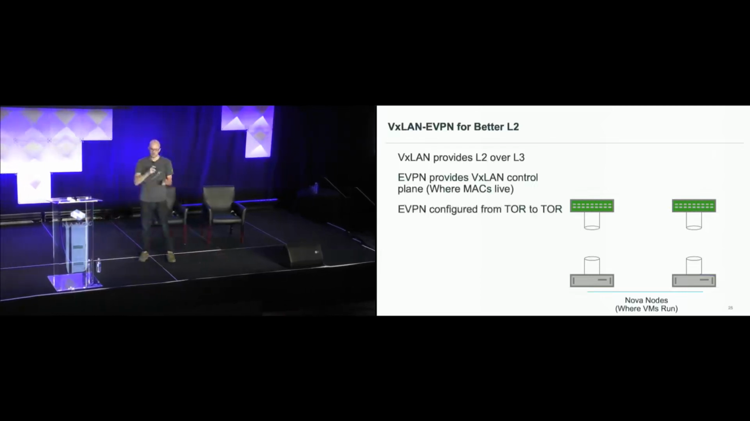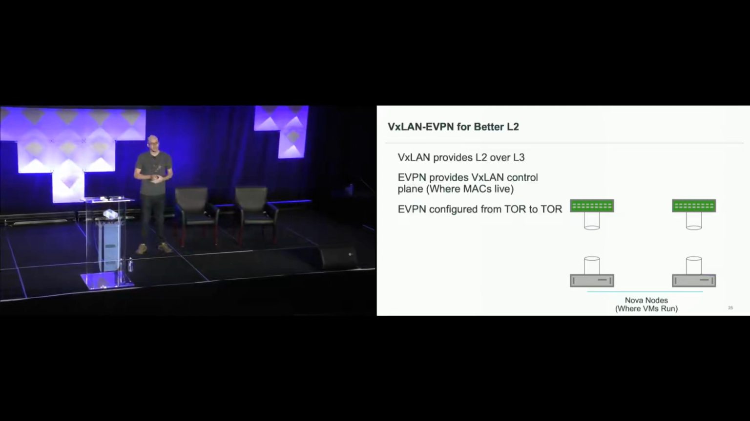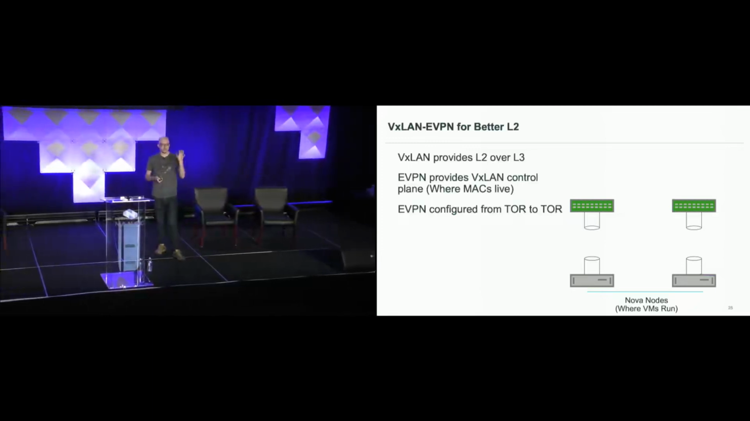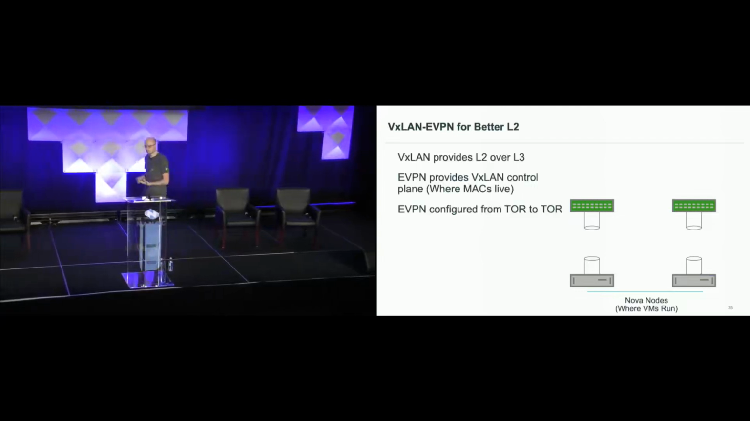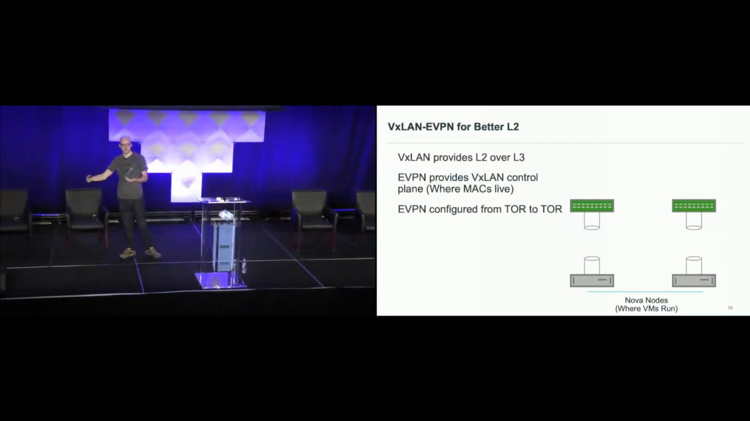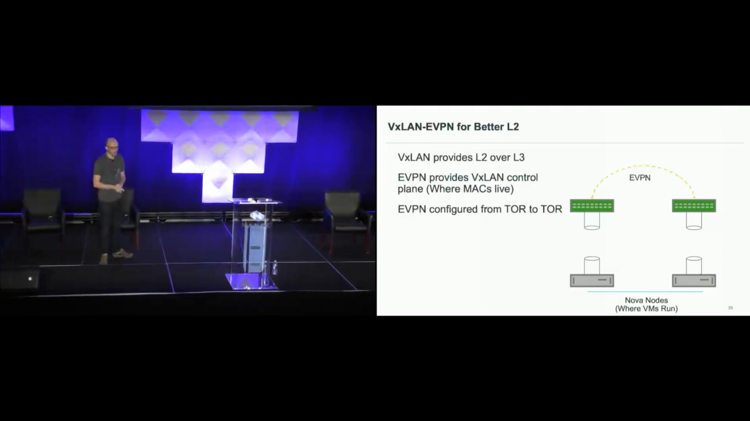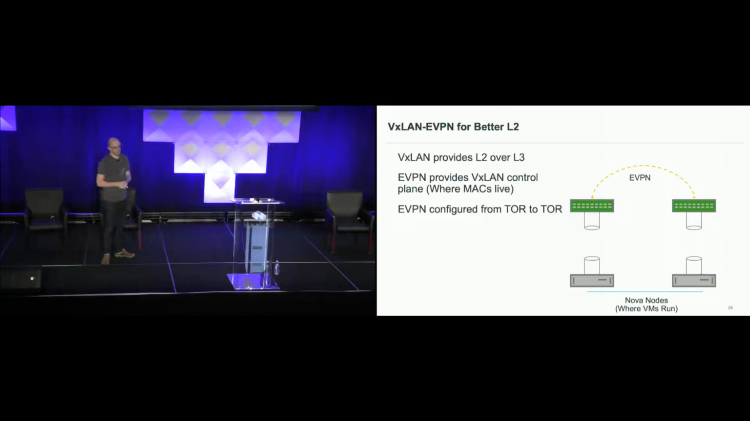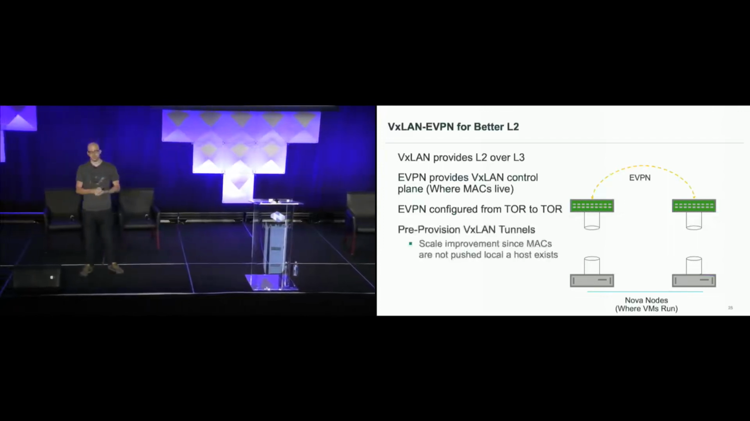EVPN is configured from ToR to ToR, from leaf to leaf, from top of rack to top of rack. Generally, there's a lot of design options here, and that's not what we're here to talk about today, but generally you're not going to run EVPN on your spines or in your core. It's only on the top of rack switches, only at the edge. Again, just like MPLS, you can think of it exactly the same way. You're doing peering from PE edge to PE edge, not within the Ps, not in the core. So I build this EVPN peering across the data center, and I can pre-provision VXLAN tunnels.